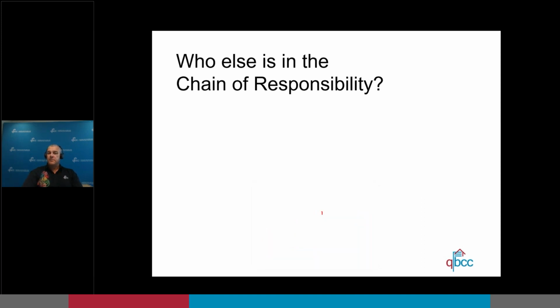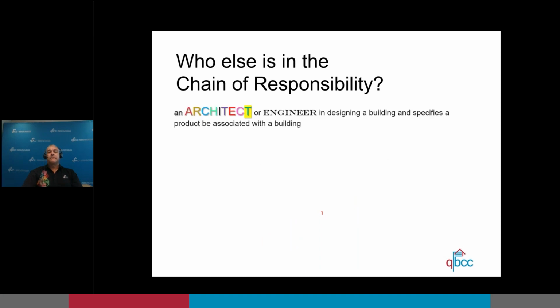Who else is in the chain of responsibility? Yep, you lot as architects, you're in the chain of responsibility, or the engineer, in designing the building by specifying that the product be associated with the building. Now, obviously, architects are professionals, and we acknowledge that. Architects are required and expected by the community to specify building products that are safe, meet relevant regulatory requirements, and do what they're represented to do.